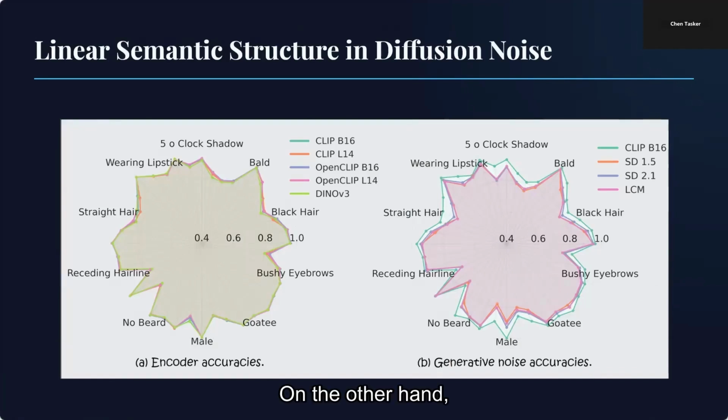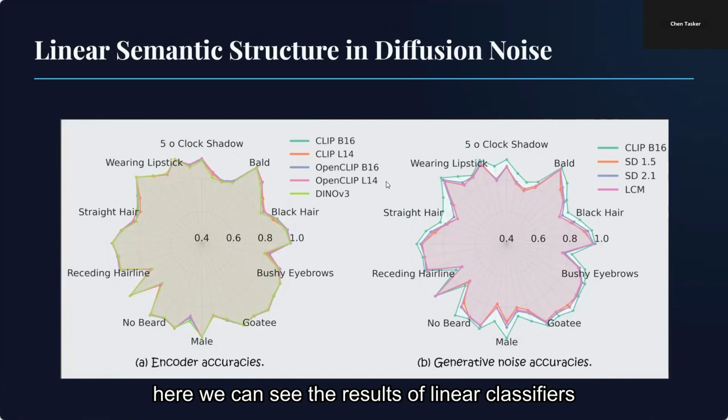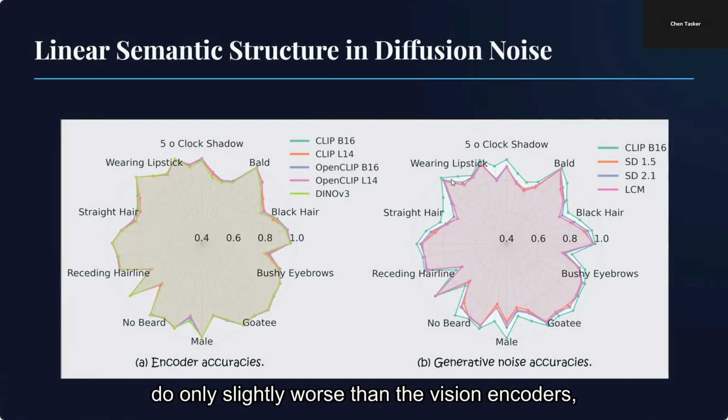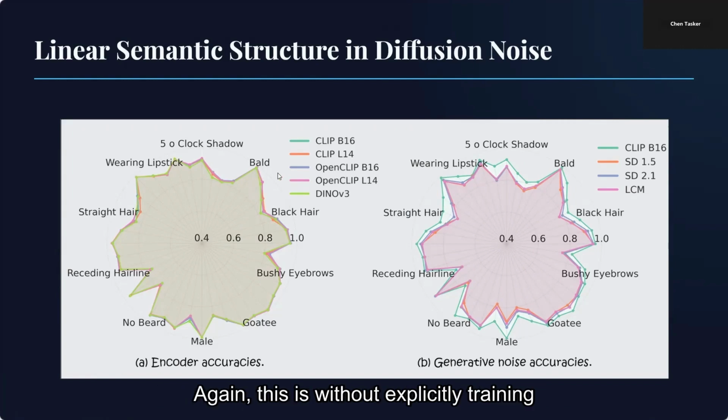On the other hand, here we can see the results of linear classifiers on the initial noise that yields CelebA images. We extracted this noise using DDIM inversion. Charts show that the linear classifiers do only slightly worse than the vision encoders, which are known to do well in this task. Again, this is without explicitly training the diffusion models to do well in these tasks. It happened naturally.